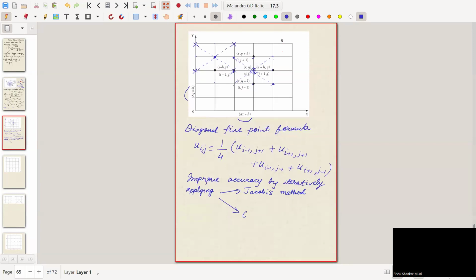There is the Gauss-Seidel. You might have learned about Gauss-Seidel and Jacobi a bit in your previous semester, solving the roots of the equation.